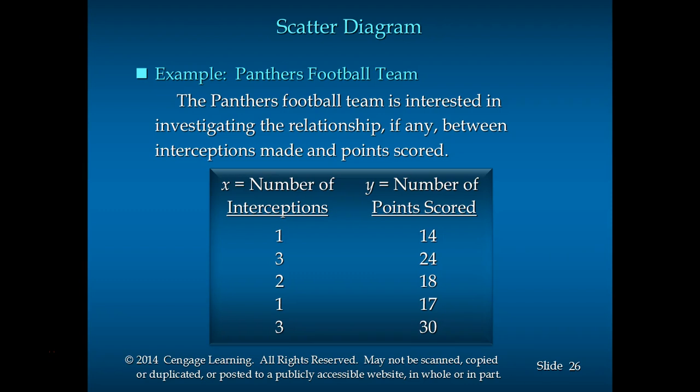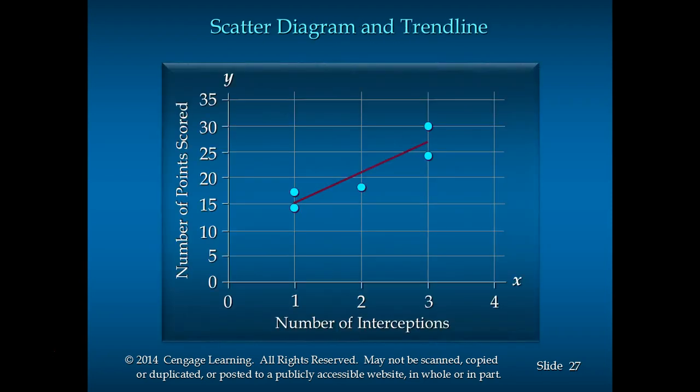Number of interceptions on the left, and points scored on the other variable. So now we're going to plot those on the x and y axes. Number of points scored on this axis, number of interceptions on the other. So when there's one interception, there is one case where 17 points were scored. In one case, there were 14 points scored, or something like this. So the more interceptions, generally, the more points that are scored. This is what it's saying.